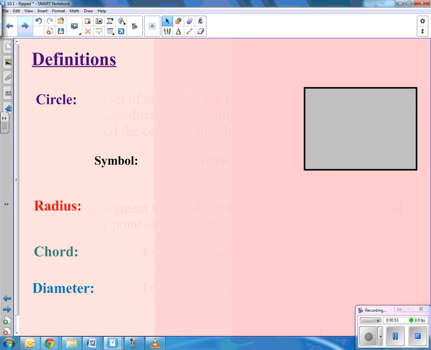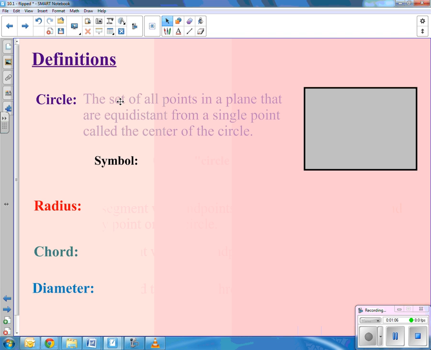Go ahead and start by copying down these definitions. I'm going to show them one at a time, and if you need to pause the video to have more time to copy, feel free, but I'm going to go through them rather quickly. Some of these you may already know, but let's start with the definition of a circle. A circle is the set of all points in a plane that are equidistant from a single point. This point is called the center of the circle.